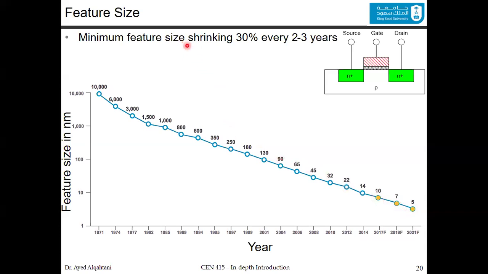So here we have this conclusion that the feature size is shrinking 30% every 2 to 3 years. And if you take any two numbers here and you divide them by each other, you would see that the reduction rate, which is what we call S, this S is equal to the square root of 2, which is about 1.4 something.